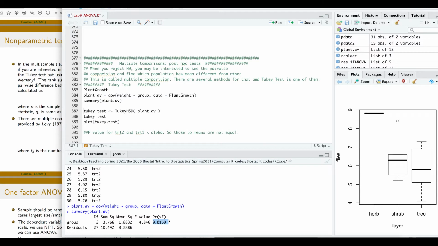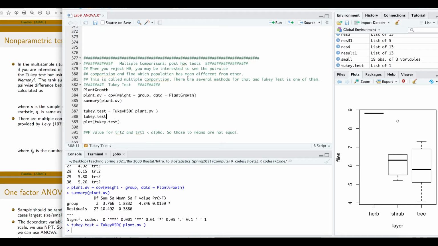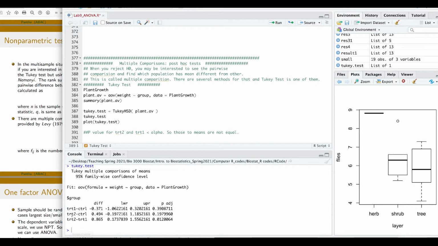But which average is different from which? Which 2 averages are the same, which 2 averages are different? That's why we use the Tukey HSD. I'm just naming it Tukey.test, you can give any name, equals TukeyHSD, which is the function for the Tukey test. Then you apply that function to plant.av. It will give you the pairwise comparison. Let me do that. Look at that, pairwise comparison.